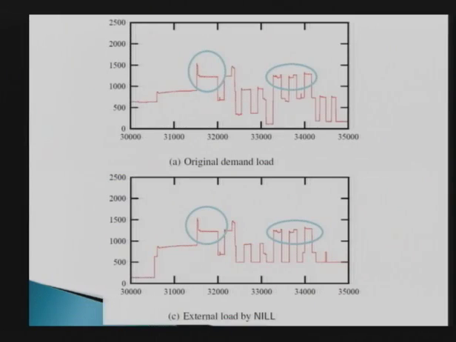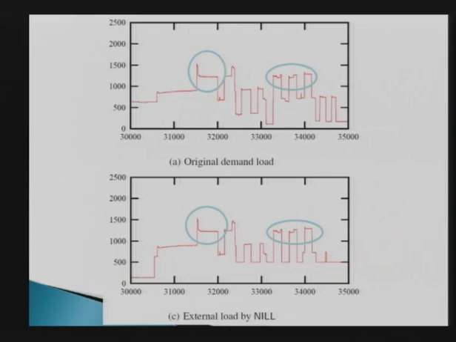So here's also an example. In this example, the capacity of the battery is 0.5 kilowatt hour. It's not a small battery. I remember the cost of that battery is around $100. For this battery, in the bottom figure, this is the output of the NILL algorithm. We can see in these blue circles, the shape of the output load is exactly the same as the shape of the demand load, which is in the upper figure here.